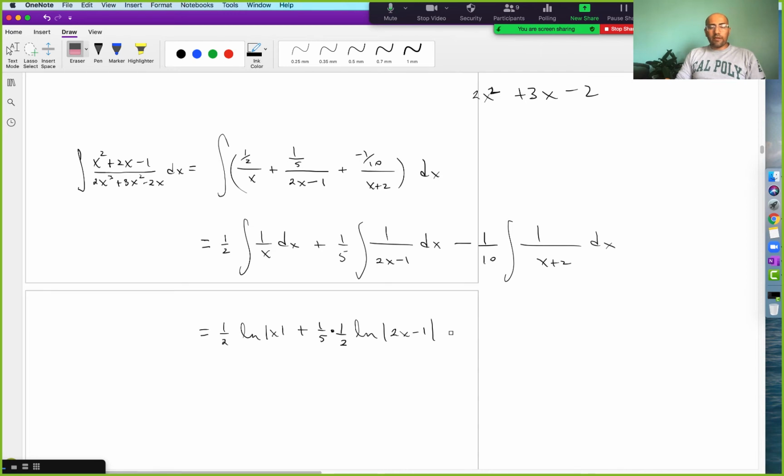I don't like putting it out here because then it looks a little confusing. Some people might think that the 1/2 is inside the argument of the ln function. We don't want that mistake. And then minus 1/10, and then ln of absolute value of x plus 2. Good. Plus some constant. Any questions at all? Questions?